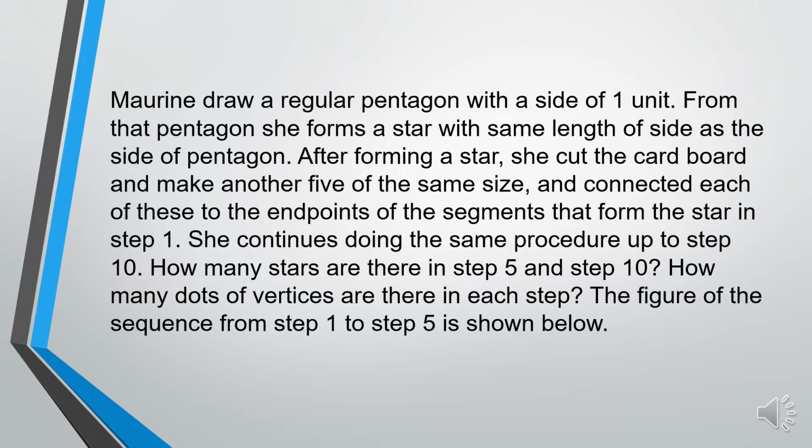Maureen draws a regular pentagon with a side of 1 unit. From that pentagon she forms a star with the same length of side as the side of the pentagon. After forming a star, she cuts the cardboard and makes another 5 of the same size, and connects each of these to the endpoints of the segments that form the star in step 1. She continues doing the same procedure up to step 10.